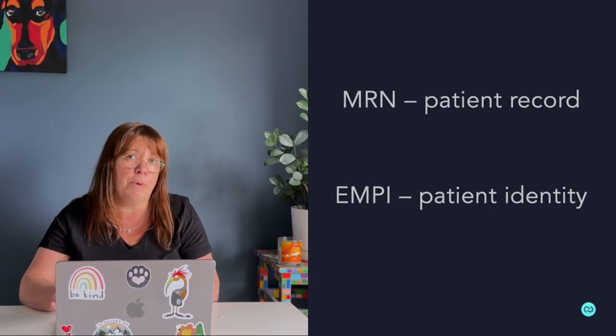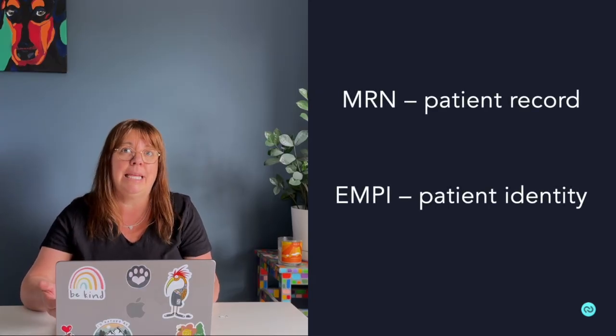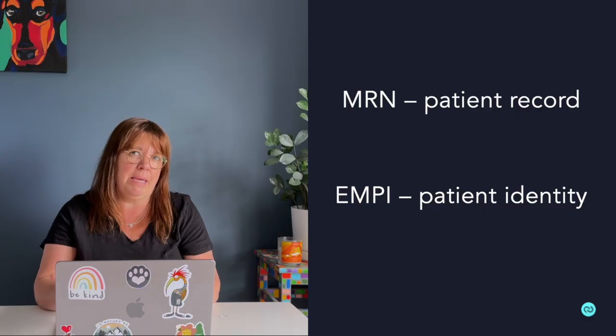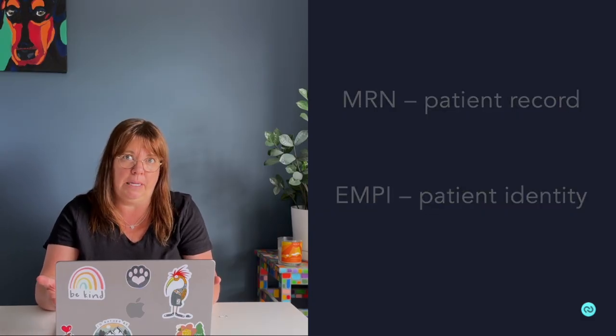So that's where an Enterprise Master Patient Index, or EMPI, comes in. Think of the EMPI as the patient identity layer that sits underneath interoperability. Its job is not to store patient records. Its job is to help determine which records belong to the same individual across multiple systems. An EMPI typically maintains a unique enterprise identifier for each patient, and then it creates relationships with that number to all the other identifying data that exists within the other systems.